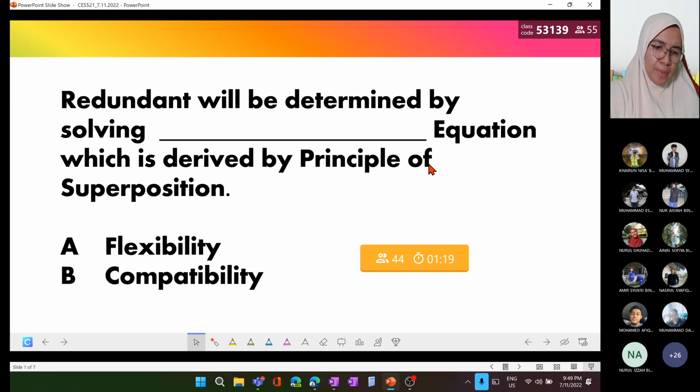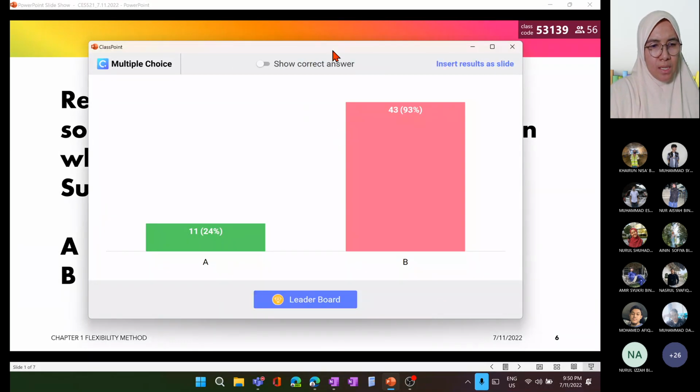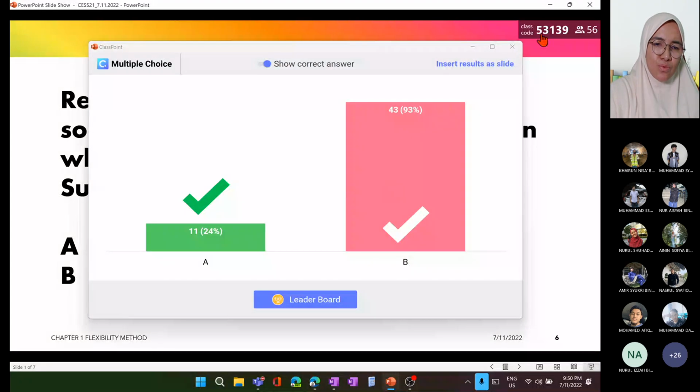Another 40 seconds. We have 55 in the class. 44 has responded. Another 10 seconds. Submission. There are two answers correct.